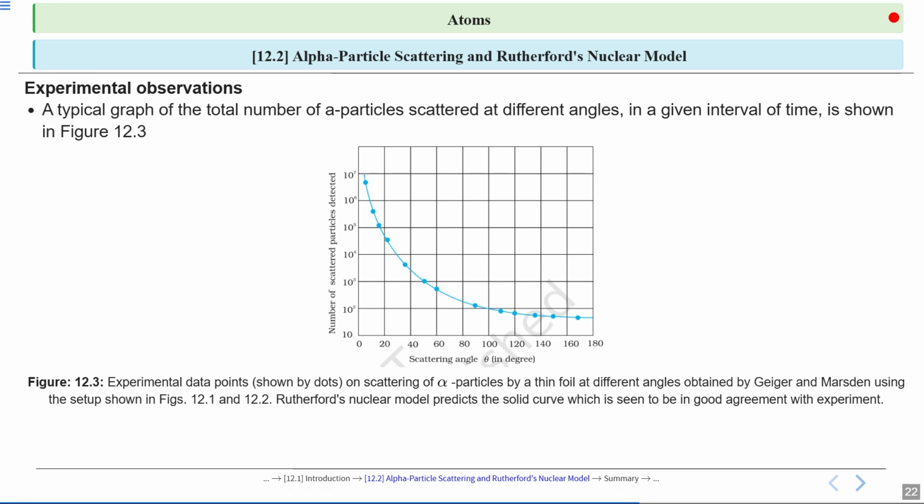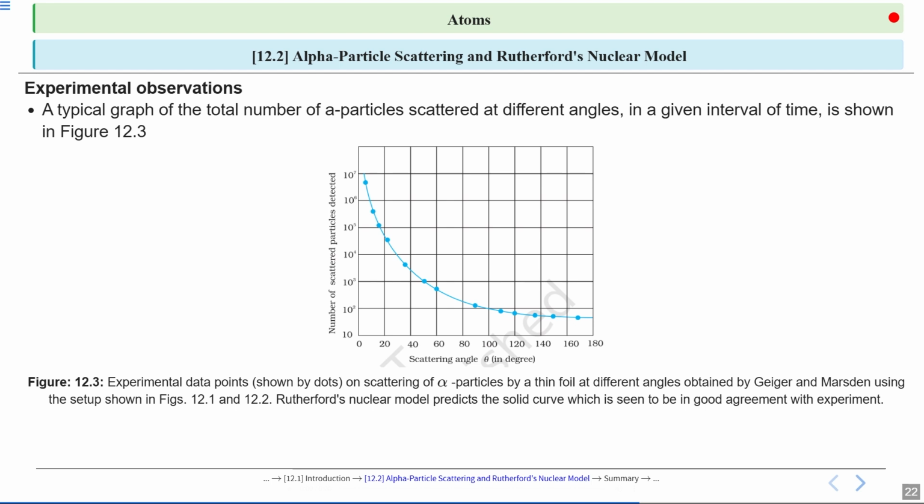You can see in the plot that the dots represent the data points. On the x-axis the scattering angle theta is given, and along the y-axis is the number of scattered particles detected. For large angles, greater than 90 degrees, the number of scattered particles is very small. For small angles, less than 40 degrees or nearly 20 degrees, the alpha particles scattered are very large in number.